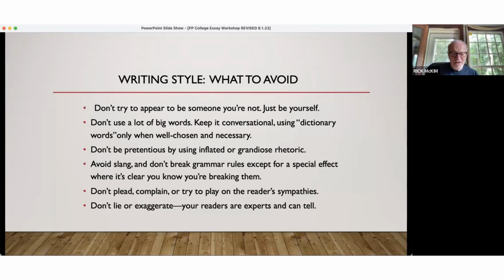That won't work. And then don't lie or exaggerate. Your readers are experts and can tell. This is related to a similar point, that when students plagiarize, they almost always underestimate the ease with which a professional educator can tell when someone is plagiarizing. Same thing here. If you lie or exaggerate or are phony in any kind of way, your readers can sense that, and they'll pass your essay over without giving it too much of a thought.